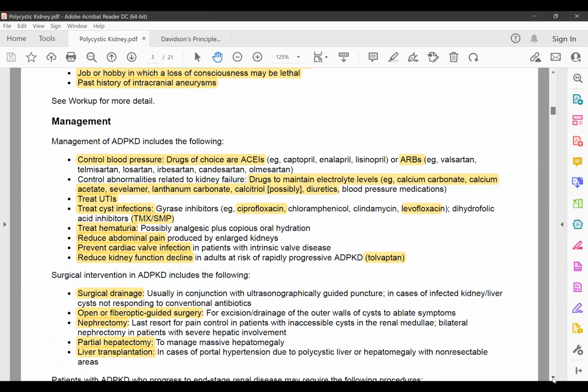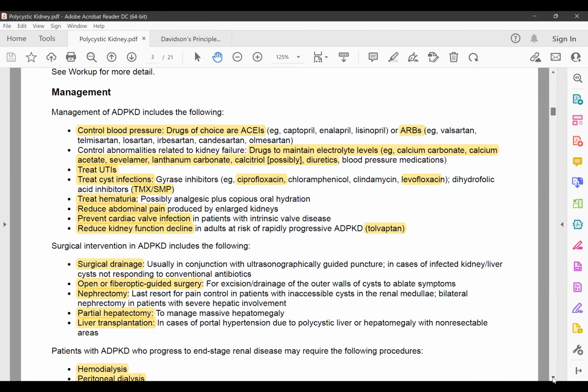You have said hematuria. What do I do with hematuria? Suppose a polycystic kidney patient comes with hematuria. You have to give him rest, more fluids, and wait. In a matter of 5 days to 1 week, the hematuria subsides. You don't require to do any extra maneuver.